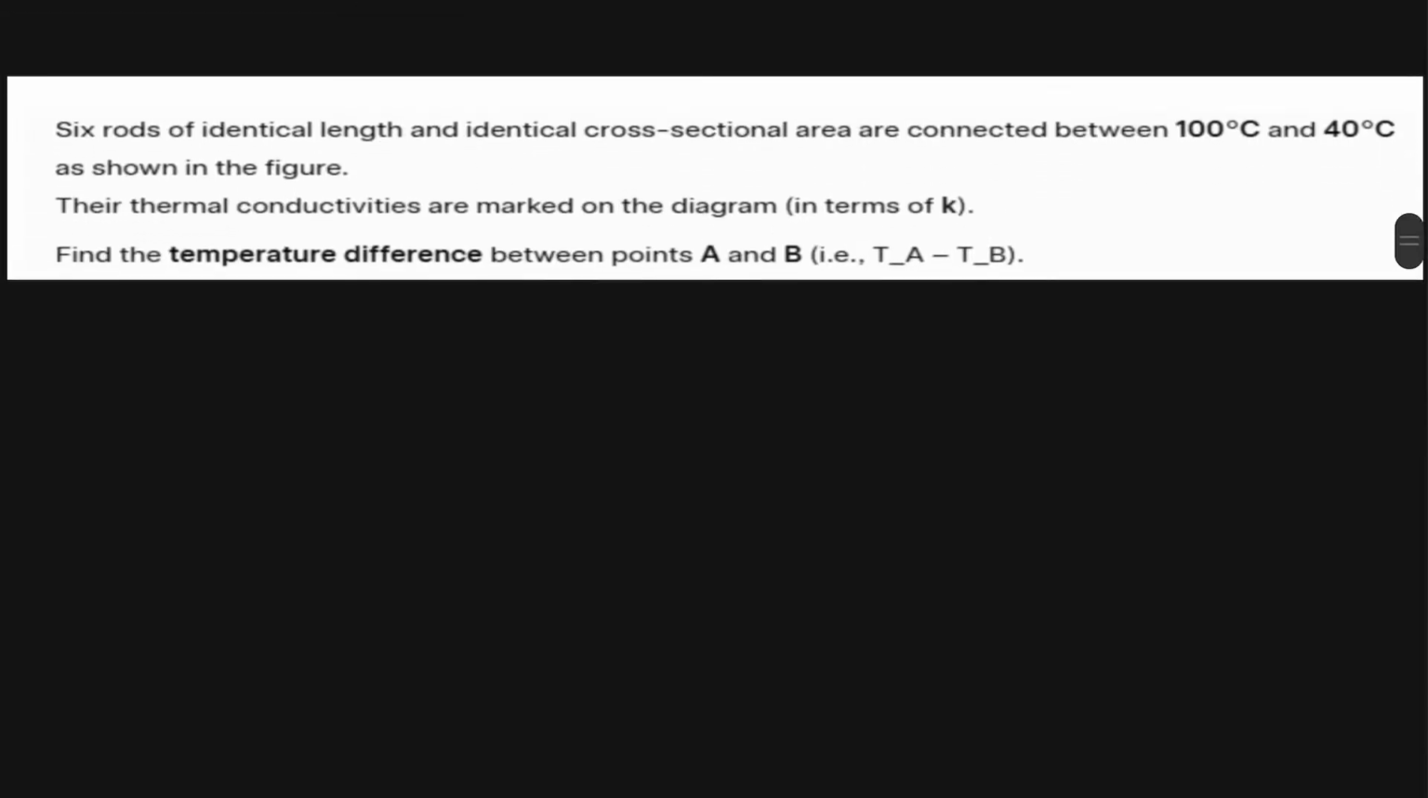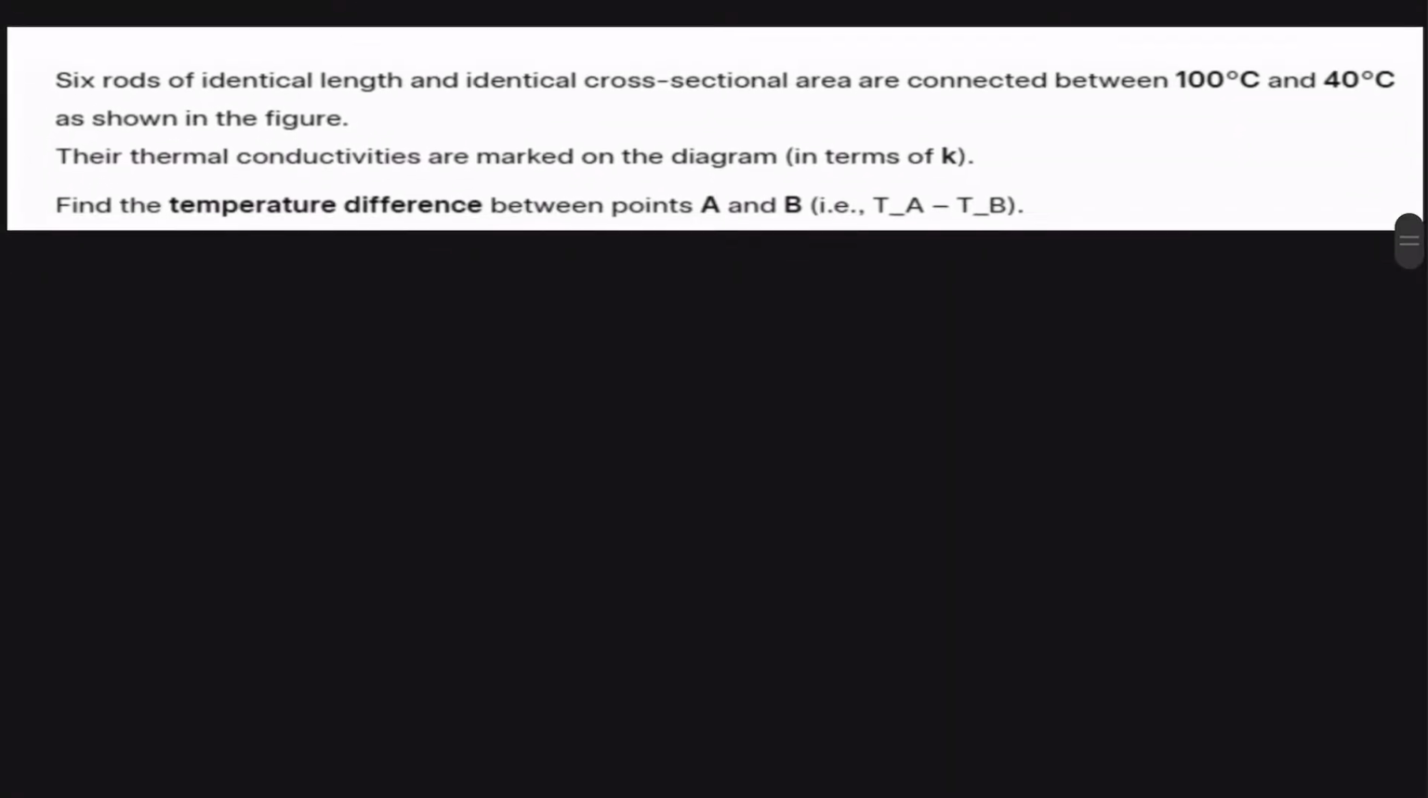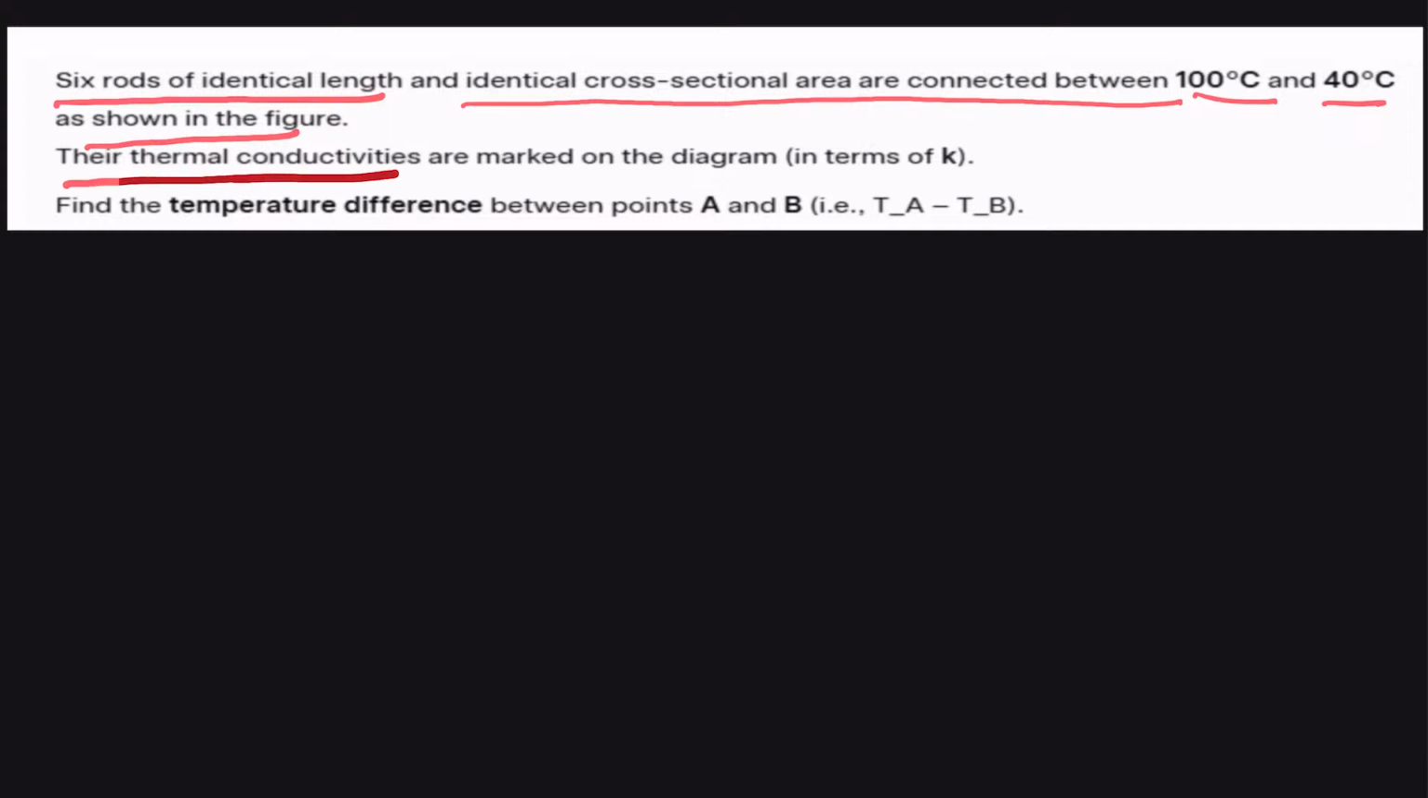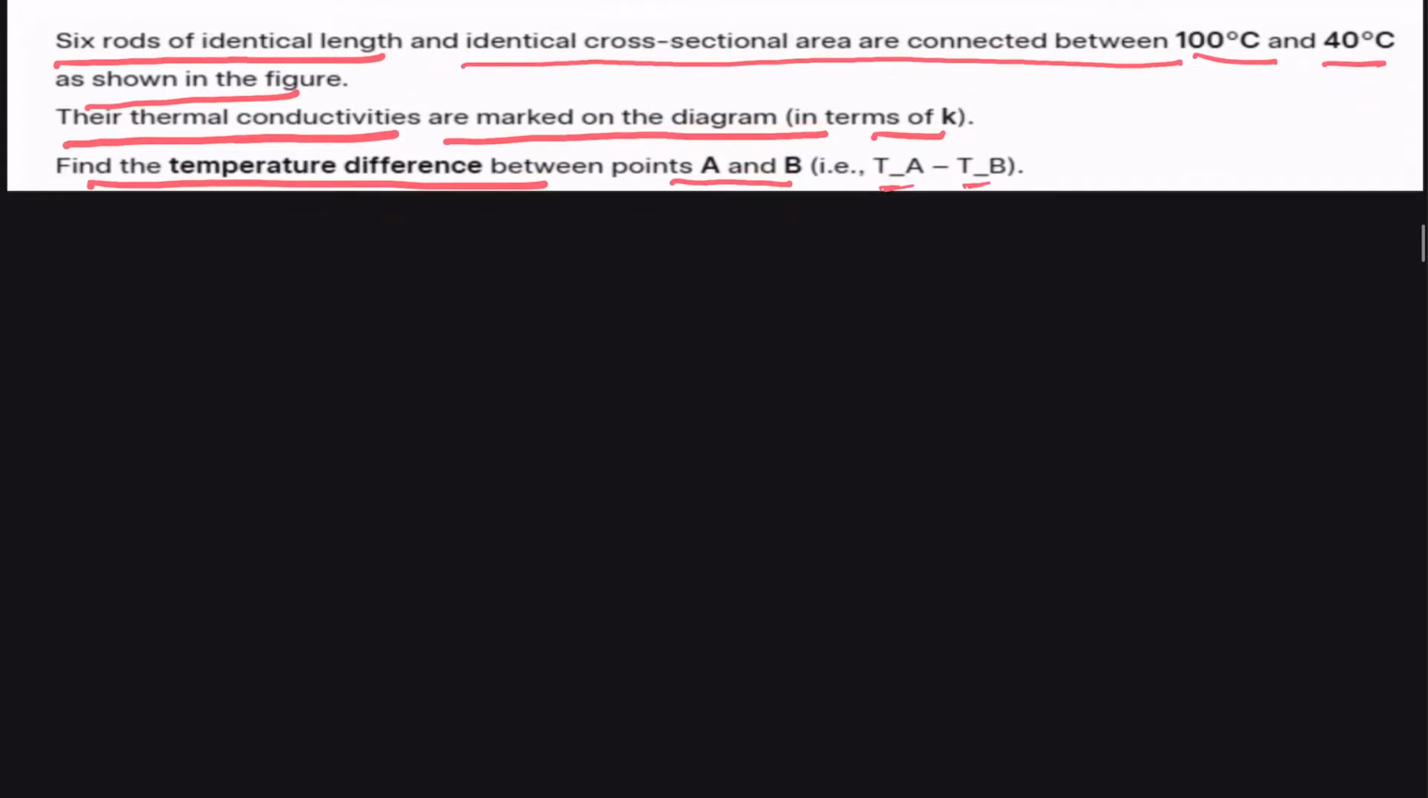It states that 6 rods of identical length and identical cross section area are connected between 100 degrees centigrade and 40 degrees centigrade as shown in the figure. Their thermal conductivities are marked on the diagram in terms of K. Find the temperature difference between point A and point B, that is TA minus TB, and the basic figure is given to us.